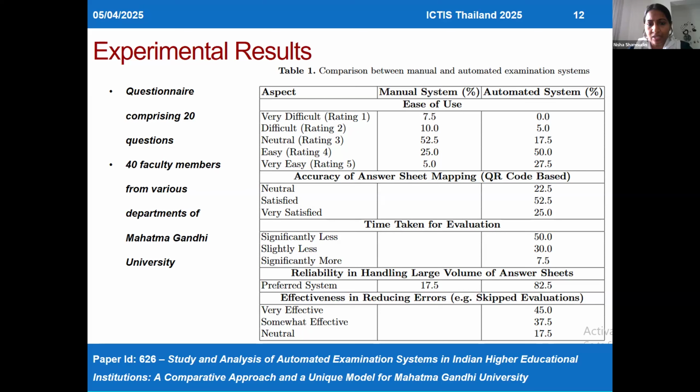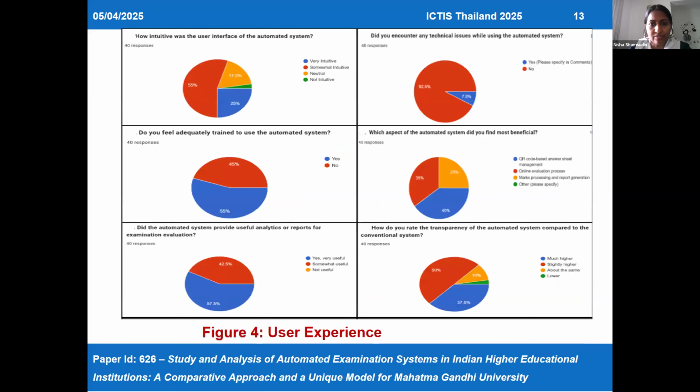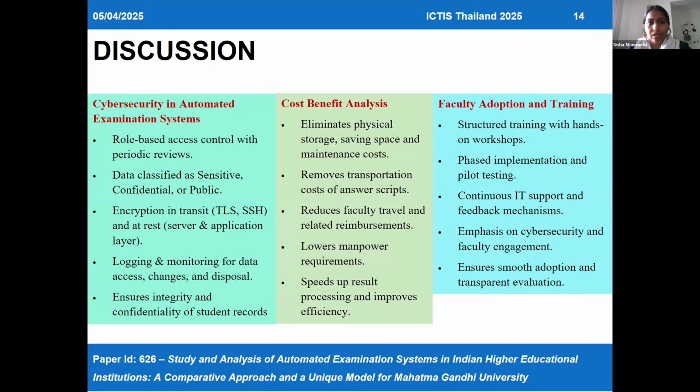From that screen, we can easily identify that the time taken for evaluation is much less for the automated system. And these are the user experiences shown based on the questionnaire evaluation. Then, an area to be discussed is cyber security in the automated examination system. When we perform an automated examination, we have to perform role-based access control with periodic reviews, data classified as sensitive, confidential, or public, encryption in transit, and logging and monitoring for data access, changes and disposal, which ensures integrity and confidentiality of student records. Then the cost-benefit analysis.